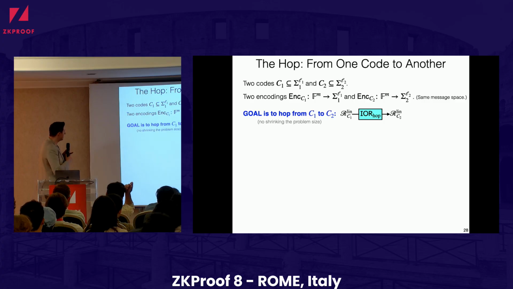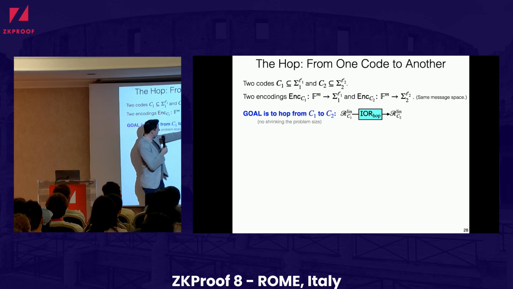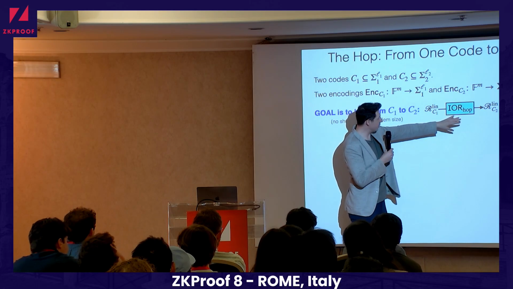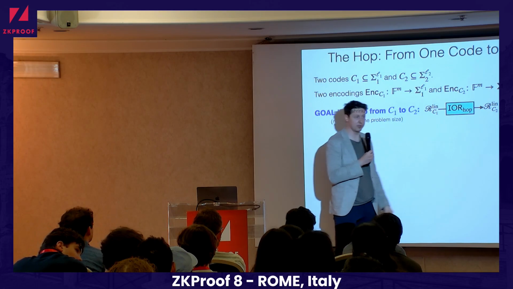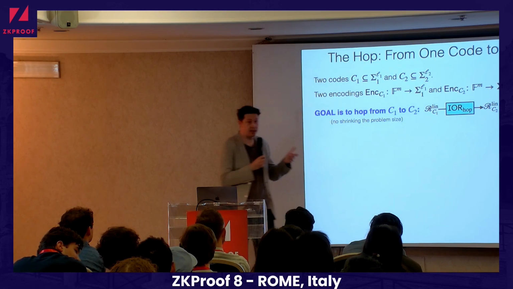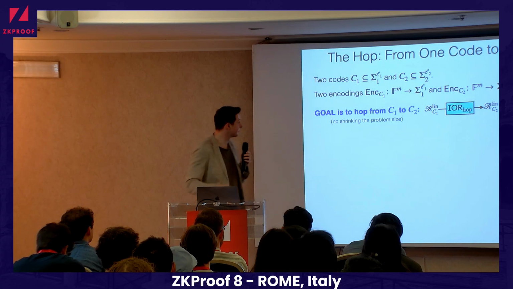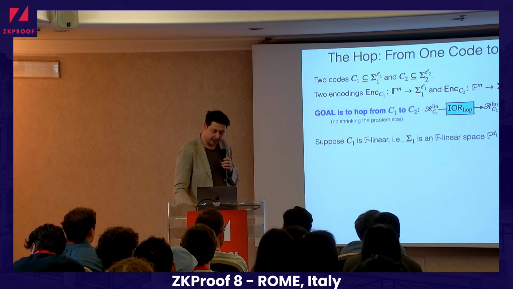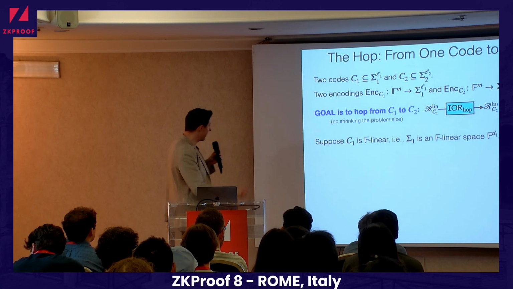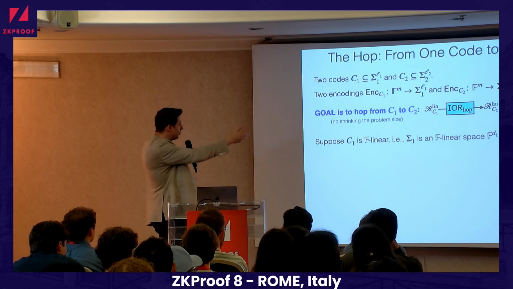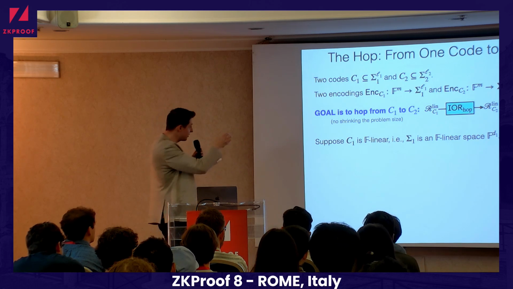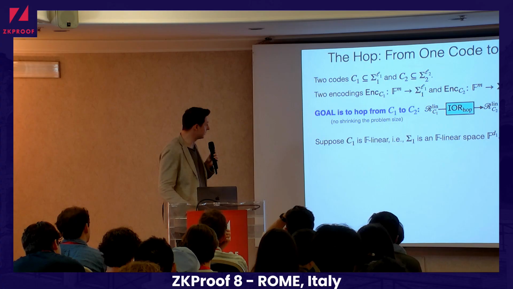The goal is, without shrinking, to go from an encoded message with linear constraints to, again, an encoded message under the other code with linear constraints. We may have a few more linear constraints, that's fine. We will need that C1 is linear. C2 is going to be linear for other reasons later, but at least for this protocol, we need C1 to be linear.